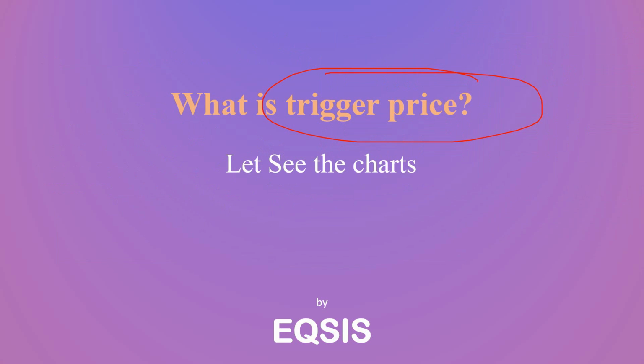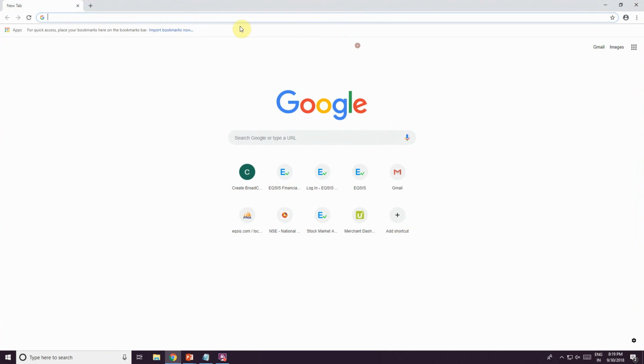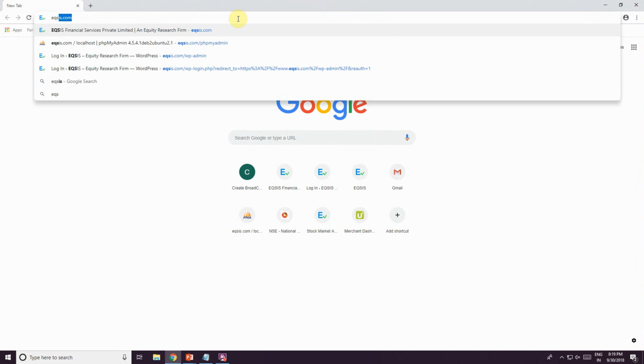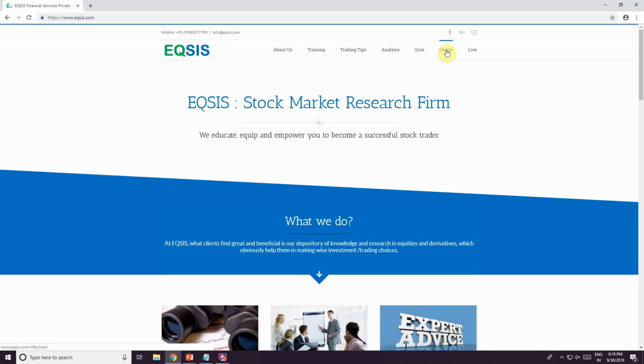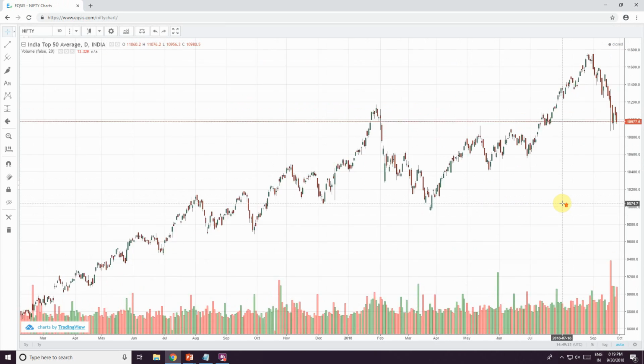Let me now take a chart for you to understand it better. Let me first explain how this trigger price and all the other things come into the picture. Let me actually open the charts here.